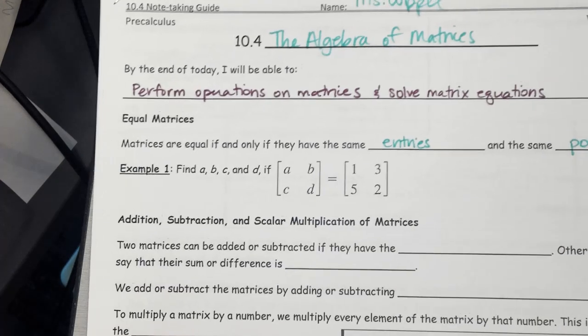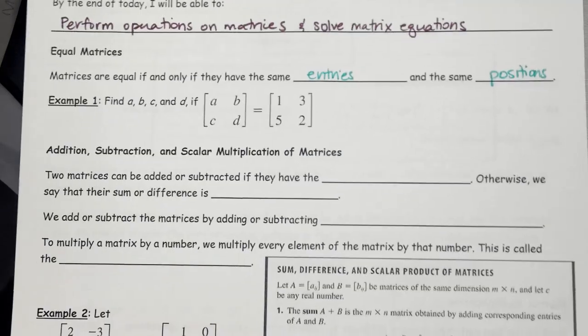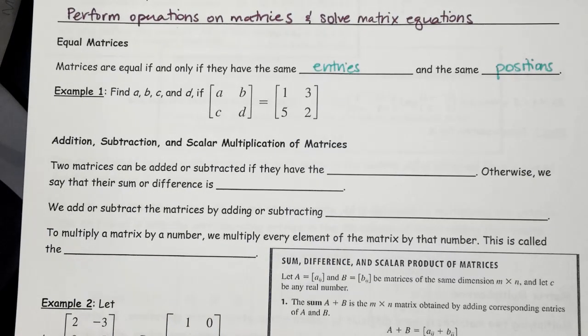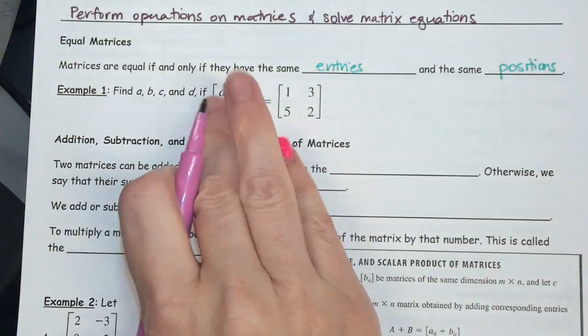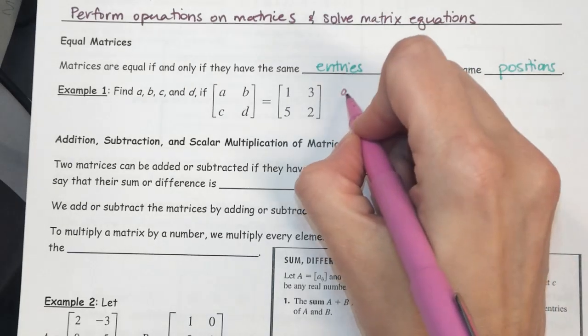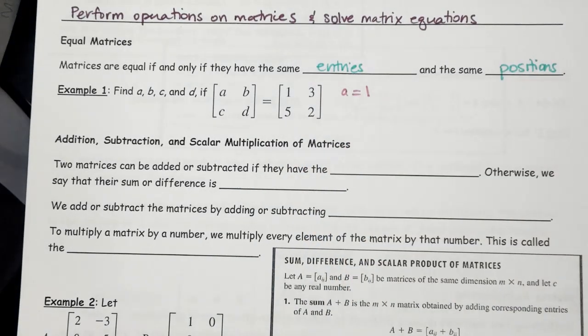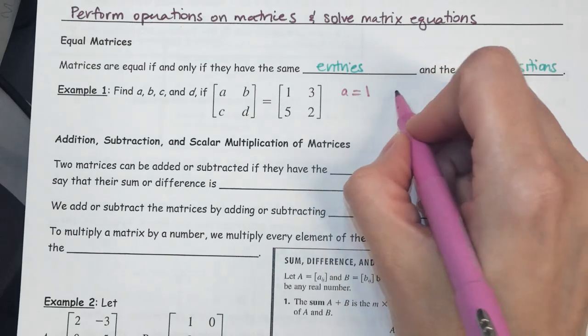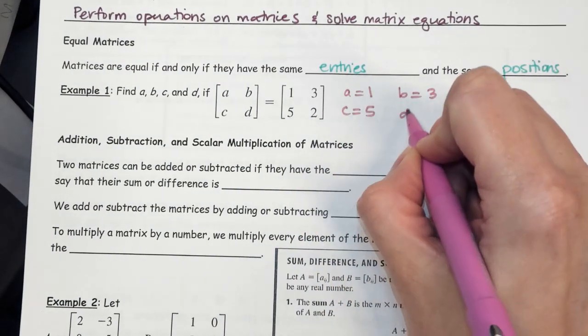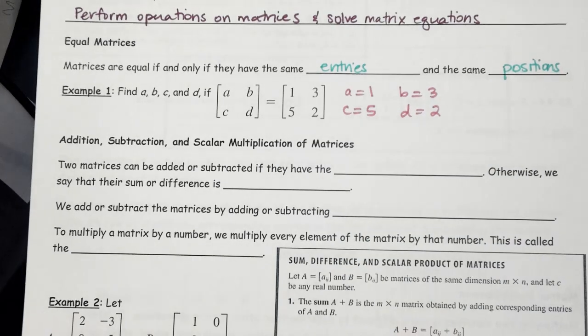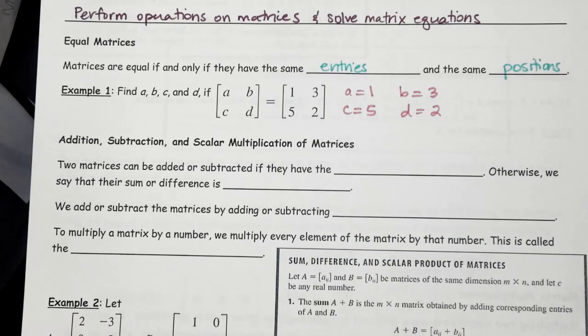Okay, so I'm going to start off pretty simple here. It says to find A, B, C, and D if [A B; C D] is equal to [1 3; 5 2]. So A is in the same position as 1, so your A value is 1. B is in the same position as 3, so B is equal to 3. C is equal to 5, and D is equal to 2. If they're in the same position, you can just solve that way to find them.